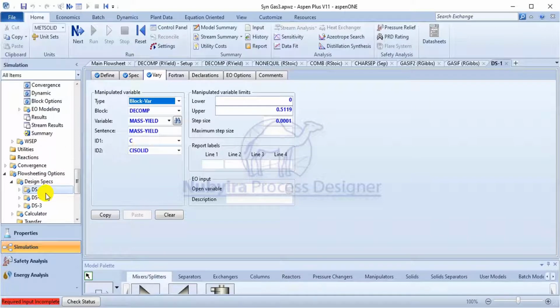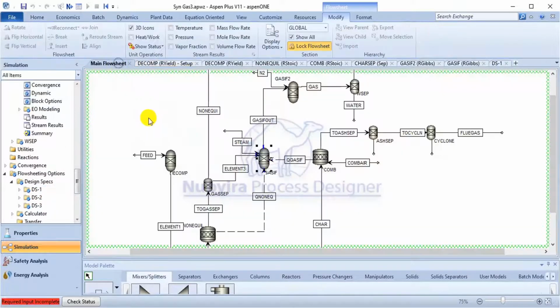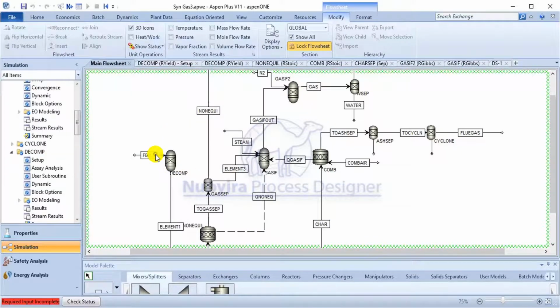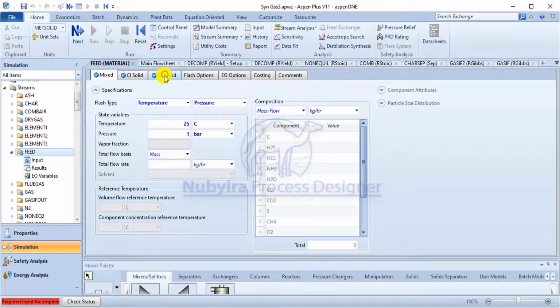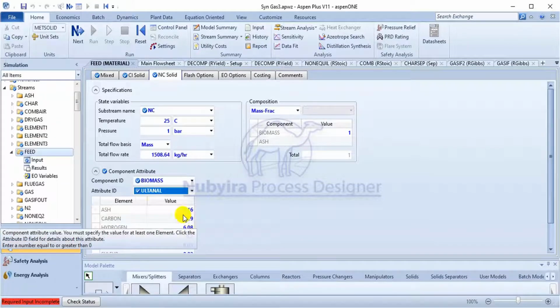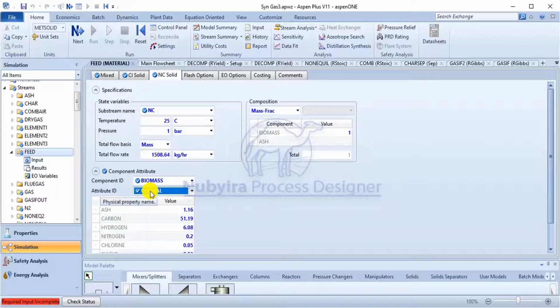Then we are going to specify the total mass of the carbon that must be there, from the proximate analysis of the feed. If you check, this is where you put the proximate analysis, and let's say the ultimate analysis has the carbon content of 51.19% from the ultimate analysis, that is the internal.